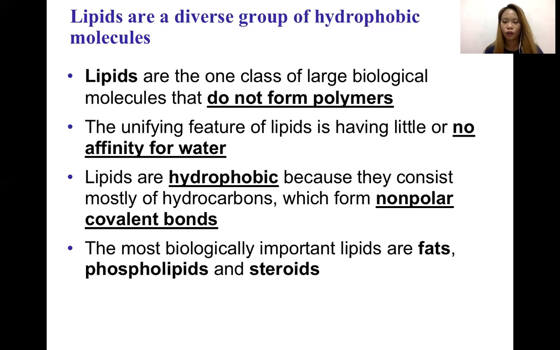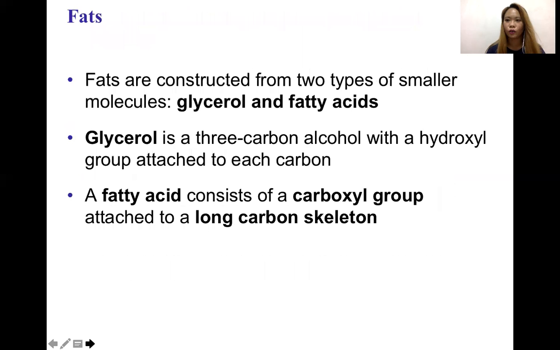The common lipids that we have in our body are fats, of course, phospholipids, and we will discuss phospholipids in detail in maybe our fourth topic about the cell membrane. And then, of course, we have steroids. So let's go further into your fats. Your fats or lipids are composed of two components. The first one is a glycerol head, and the second one is the fatty acid tail.